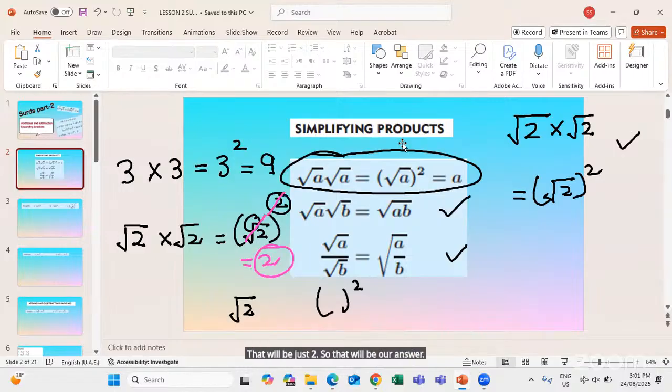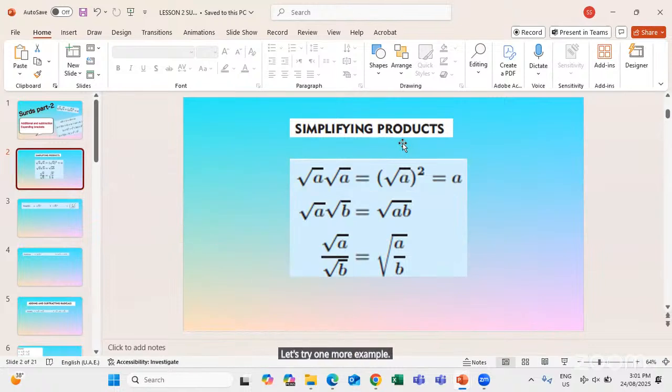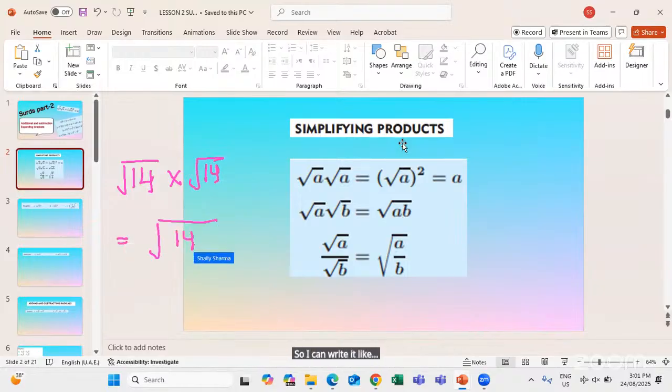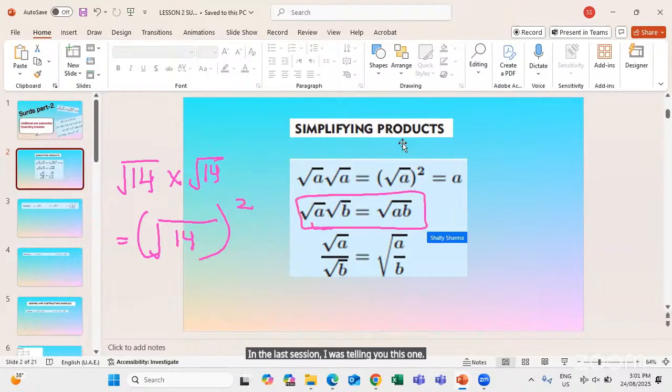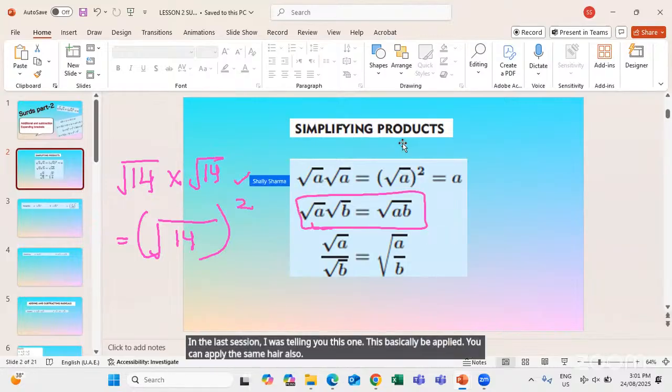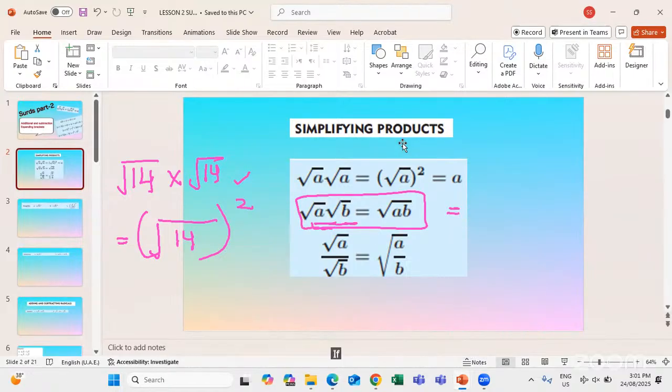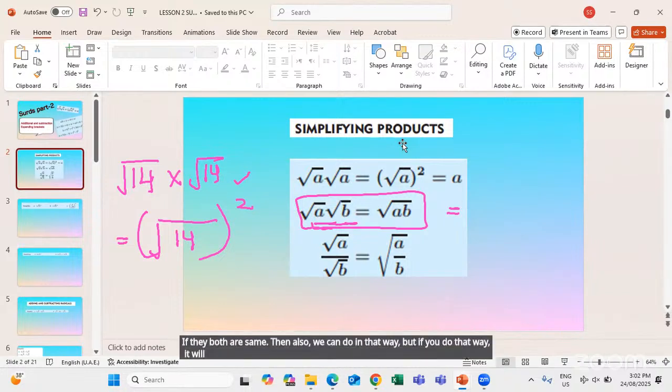Let's try one more example. For example, you have square root of 14 times square root of 14. So I can write it like square root of 14, and then squared. In the last session, I was telling you about this rule. We normally apply it when you have a and b different. If they are both the same, then we can also do it that way, but it will be a little longer. I will show you the difference.